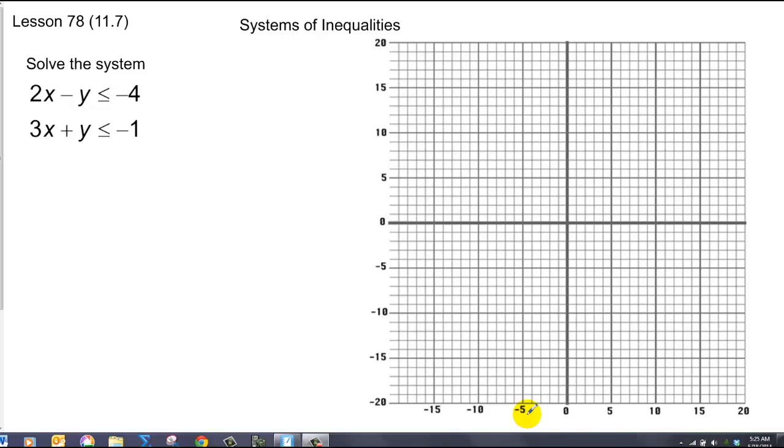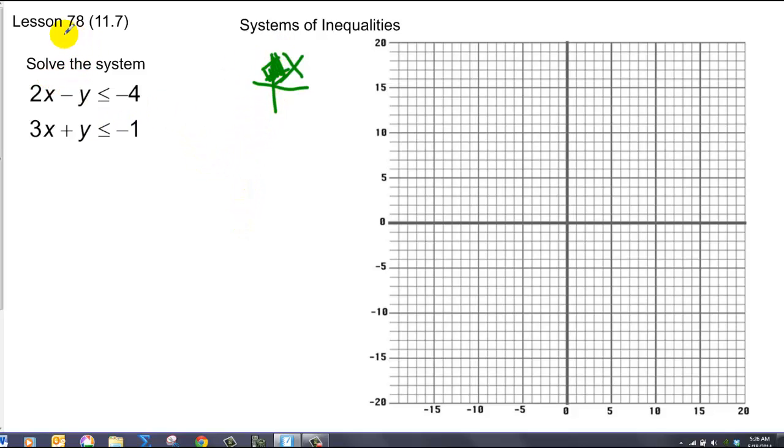Topic of the day is systems of inequalities. If you remember when we talked about system of equalities, we were graphing pretty much two figures and finding their intersection. When we talk about system of inequalities, we're talking about a range of answers, not a specific answer. So we're going to do some shading, and when we shade, we'll have a region in which our solution exists.